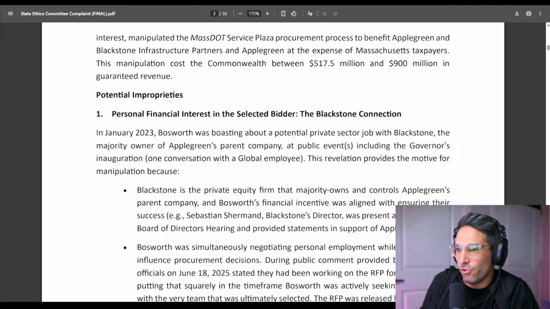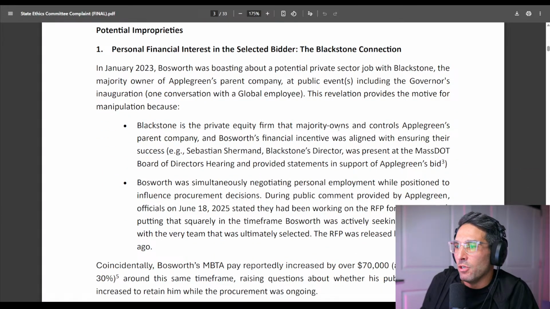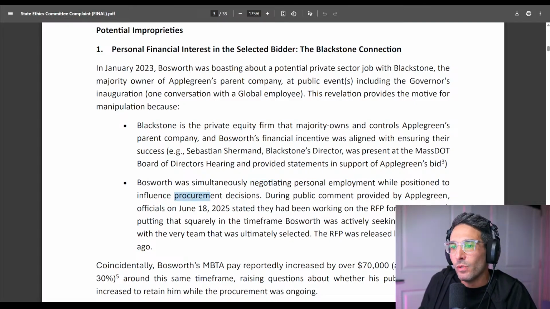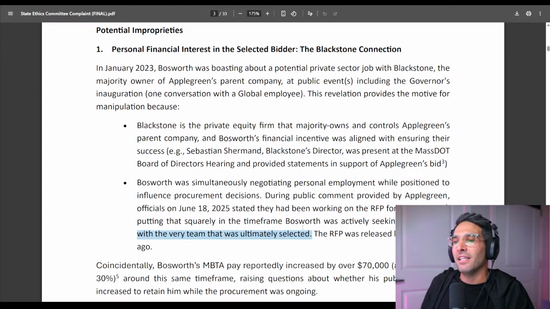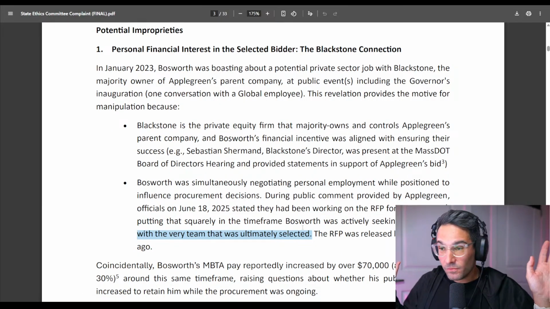Personal financial interest in the selected bidder, the Blackstone connection. Blackstone is a private equity firm that majority owns and controls Apple Green's parent company, and Bosworth's financial incentive was aligned with ensuring their success. Bosworth was simultaneously negotiating personal employment while positioned to influence procurement decisions. During public comment, Apple Green officials on June 18th of 25 stated they had been working on the RFP, I don't know what that is, for 3 years, putting that squarely in the time frame Bosworth was actively seeking employment with the very team that was ultimately selected. Need I say any more?